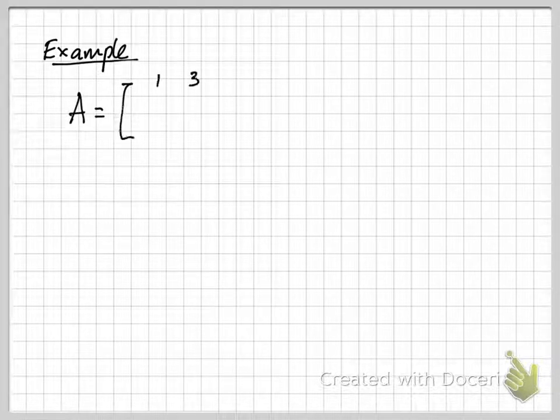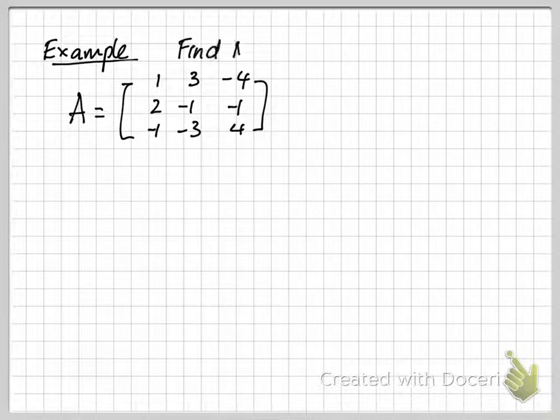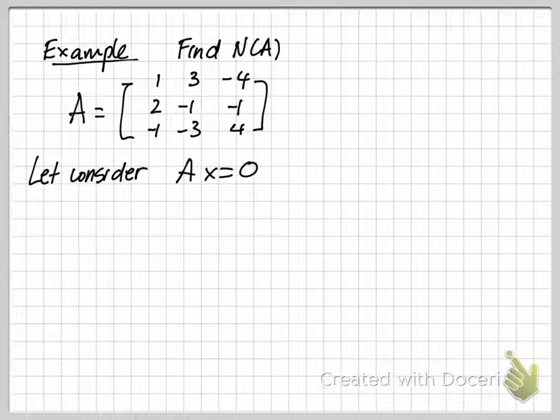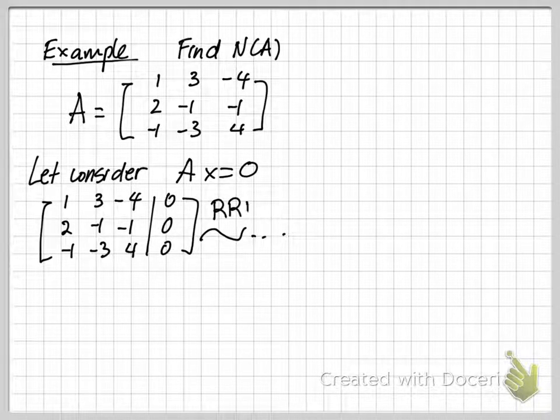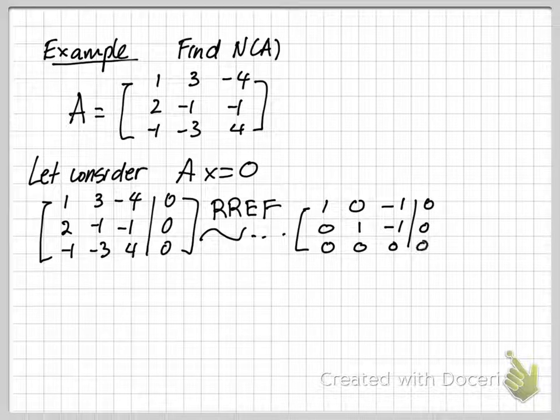Let's look at an example. If you want to find the null space of this matrix A, then again, the null space of a matrix is the solution set of the homogeneous system Ax equals 0. So let's consider the system Ax equals 0. In order to solve this system, remember you want to translate it into an augmented matrix, and then reduce this augmented matrix to its reduced row echelon form, which is this matrix. And then from this matrix you can solve for the system using leading variables and free variables.